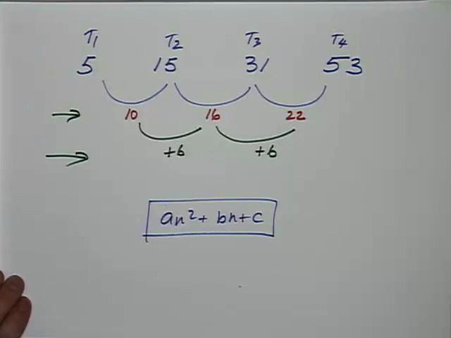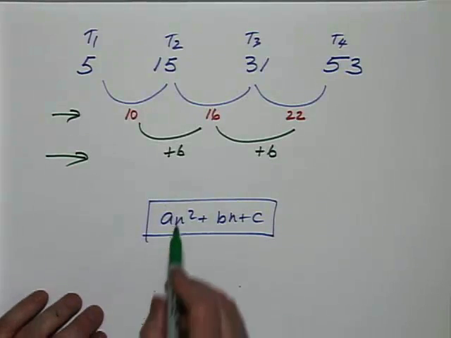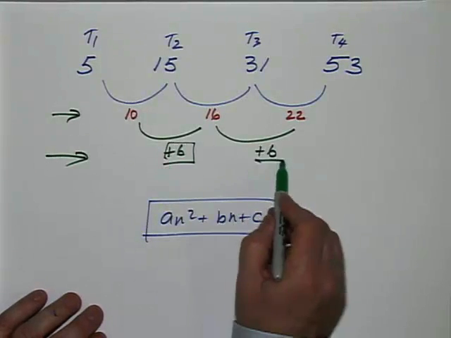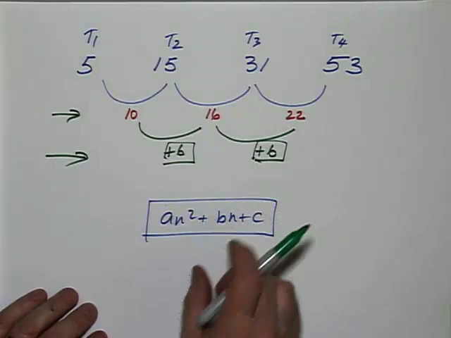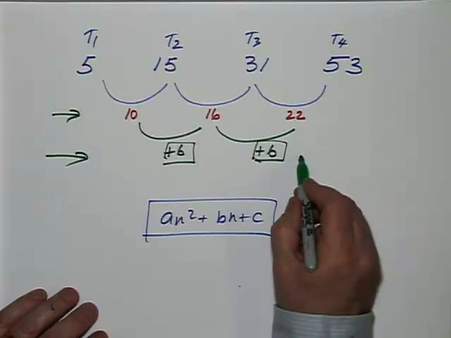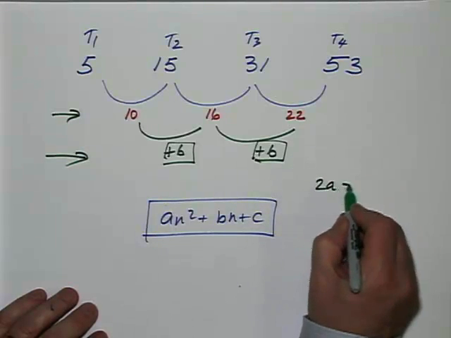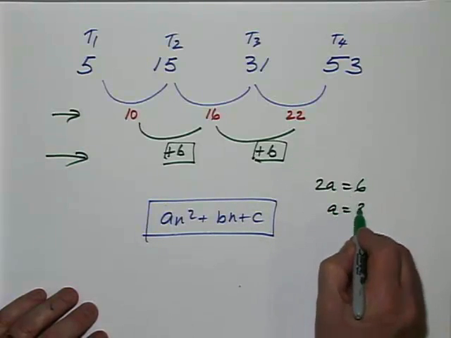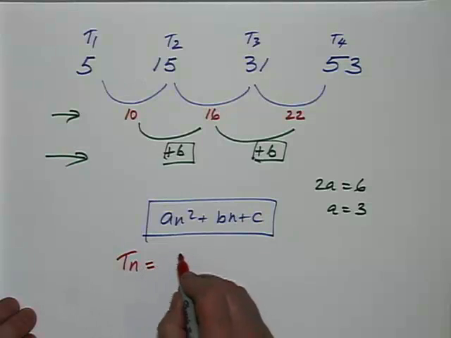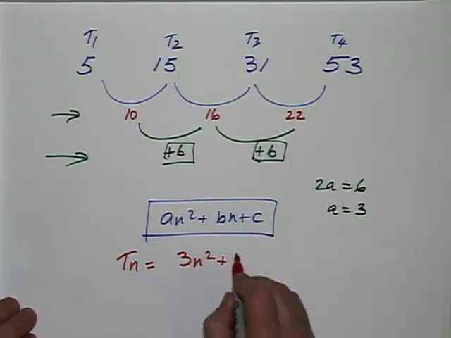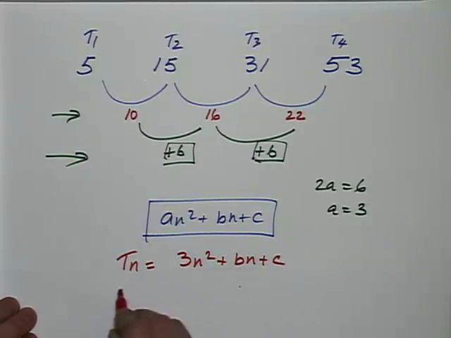It's quadratic. Now, we were told that if this number was whatever it was, all we had to do was divide by 2 to find out the a value. So if this number is 6, 2a is 6, a is 3. So effectively, we're a bit of the way there. We're saying that Tn is equal to 3n squared plus bn plus c.